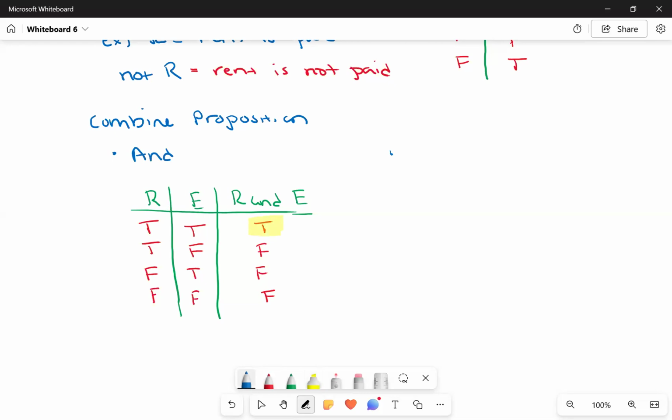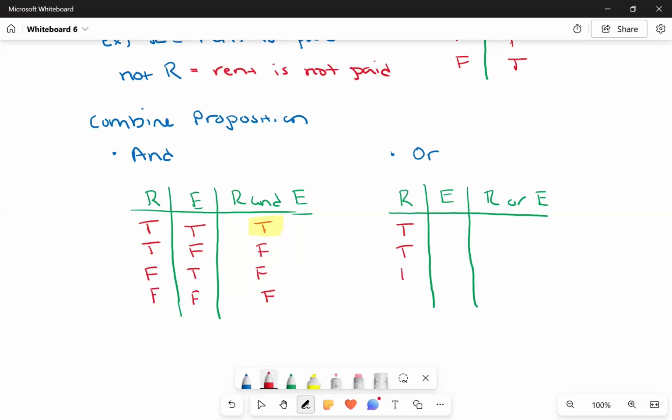Another type of combination of propositions is "or." "Or" is a lot more flexible. In an "or" statement, it's possible that only one is true. When you say, "I paid the rent or I paid the electricity," that changes whether we have a true or false statement.